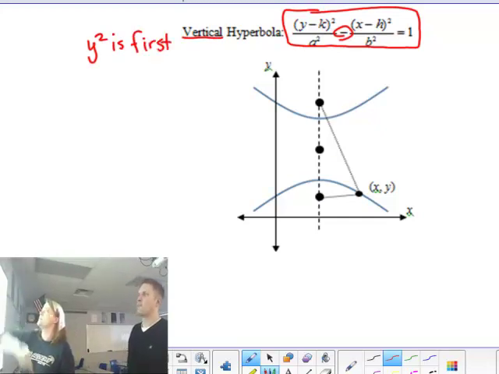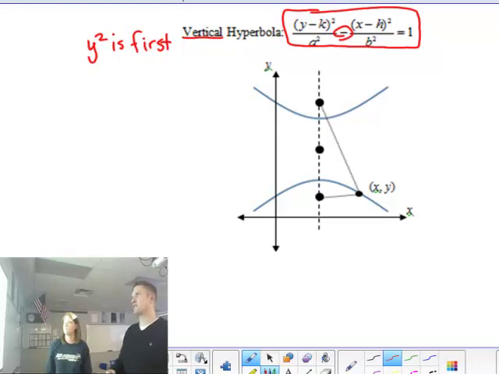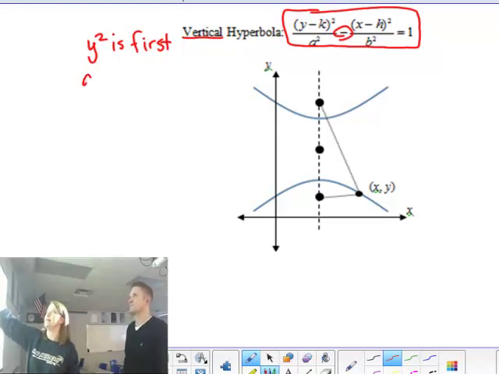If y squared is first, we're going to be vertical. How does that differ from when we were vertical with the ellipse? With the ellipse, we cared who was bigger in the denominator. Now we care which variable comes first, because subtraction is not commutative. The other thing that you'll notice is that the a squared is always first, and we'll get to that in a second when we talk about horizontal.